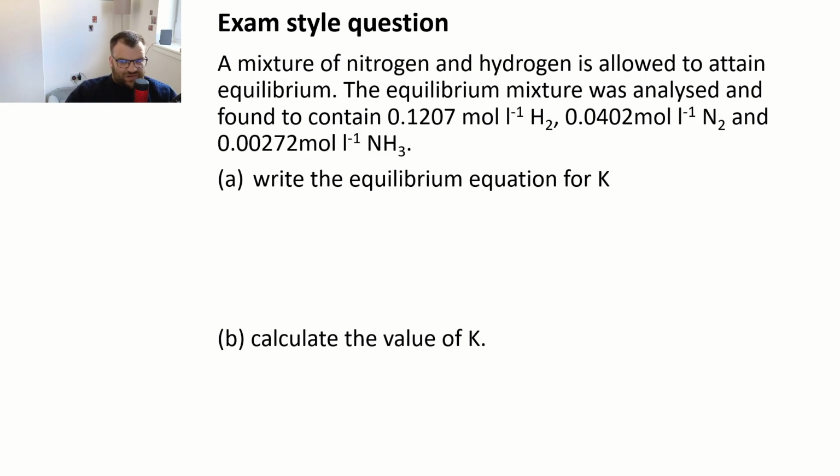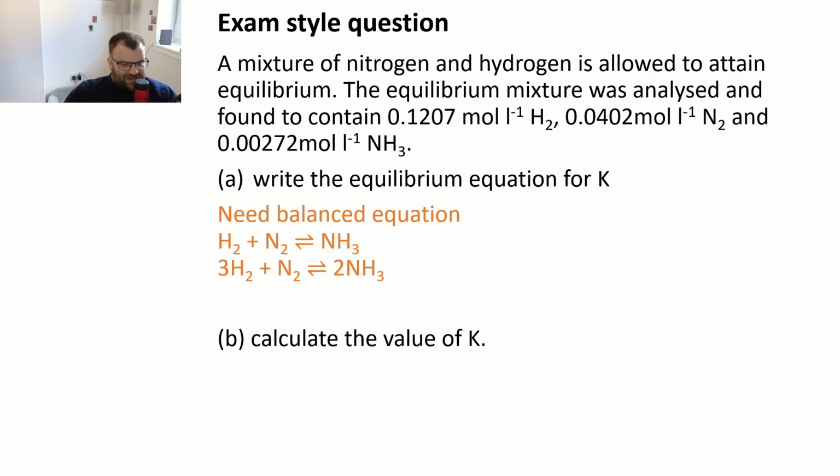In this question, we're told information about the equilibrium mixture. We're asked to write the equilibrium equation first and then calculate the value of it. First thing you need to figure out is the balanced equation for this reaction. We've got hydrogen and nitrogen joining together to make ammonia. This isn't balanced, so we'll need to put in balancing numbers so we have the same number of each atom on each side. Then from here, we go back to the data booklet.